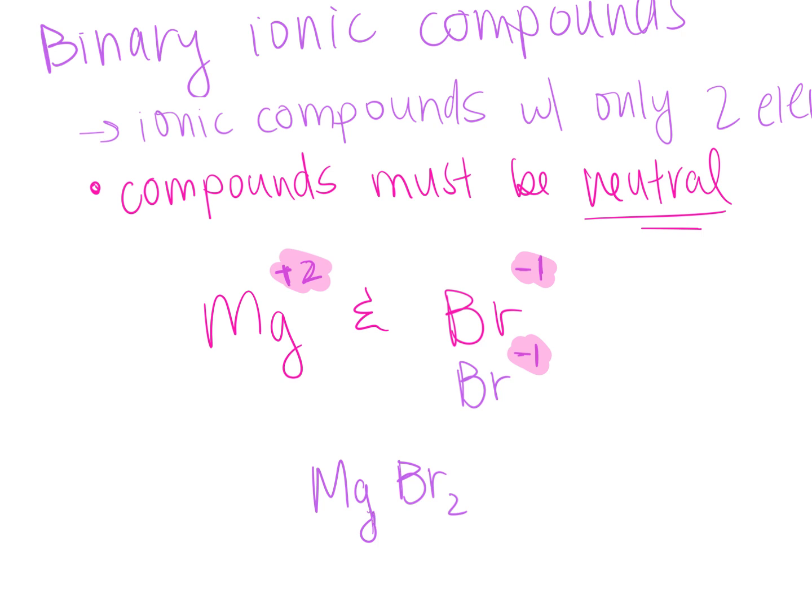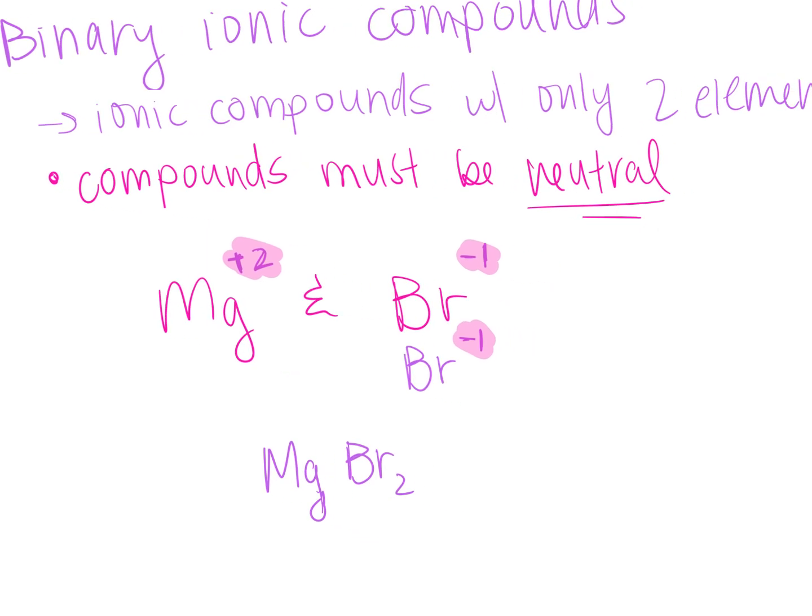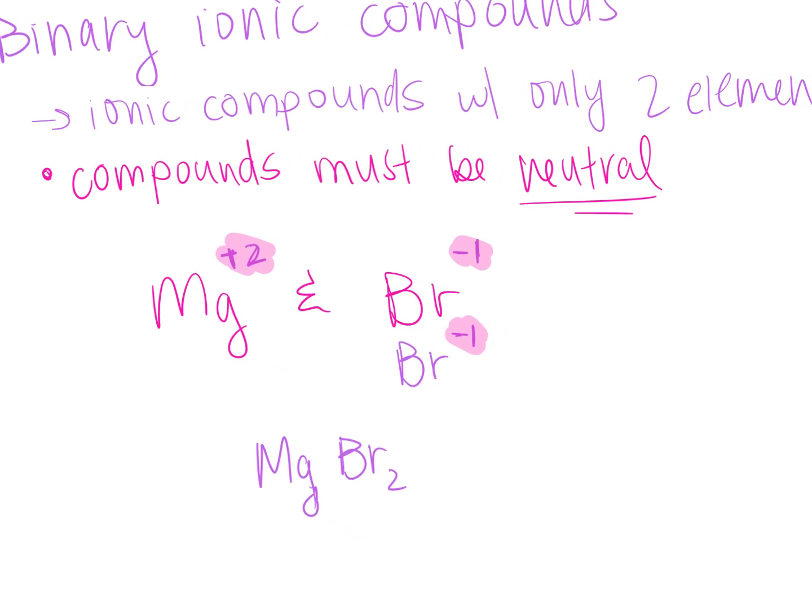And the name for that compound is very, very simple to name. All we're going to do is name the cation, then the anion. So the formal name for it is just magnesium bromide. That's it. Magnesium bromide.